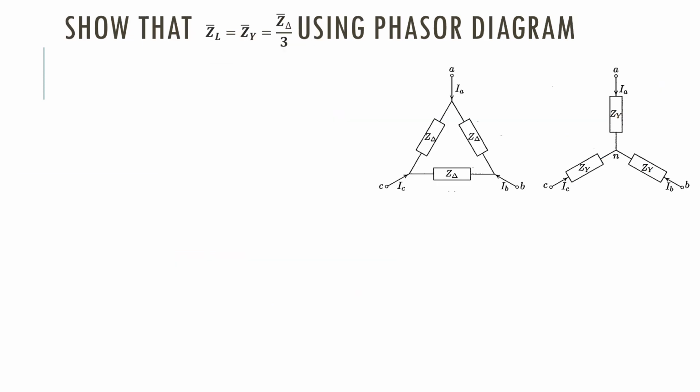So we will show that line impedance ZL is equal to ZY, that is the impedance of the star connected load in a single phase, in any phase of that star connected load. Z delta over 3, actually here Z delta is one arm impedance of the delta connected load, so that is equal to ZL, because Z delta over 3. So we will prove this equation, right?